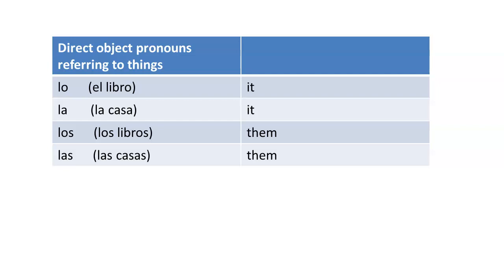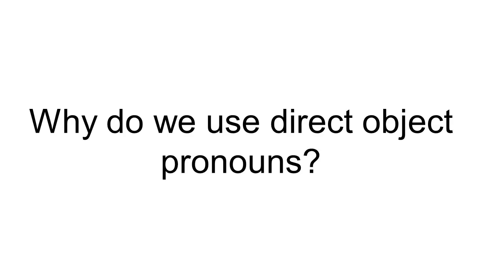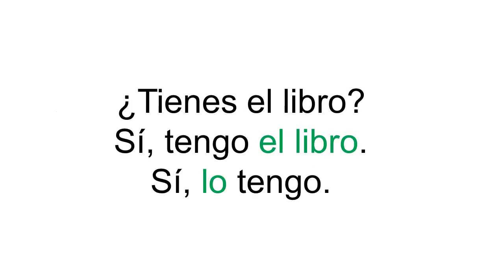A quick question. Why do we use direct object pronouns? The answer, very simply, we use it to economize, to avoid having to repeat what has already been said. In this example, ¿Tienes el libro? Do you have the book? You can answer by saying, "Sí, tengo el libro," I have the book. But it's unnecessary to repeat the book in the answer, so we use a direct object pronoun to shorten the answer. So el libro will become lo.